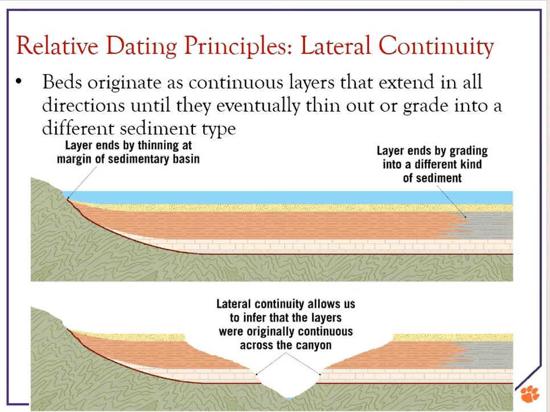Another principle for relative dating is lateral continuity. For this principle, we assume that all the sedimentary layers are continuous in all directions until they end at another feature, thin out, or grade into a different sediment type. As you see in this picture, we have horizontal sedimentary layers on top of each other. By using the earlier principles, we can say the layer at the very bottom is the oldest, and this yellowish layer on top is the youngest.